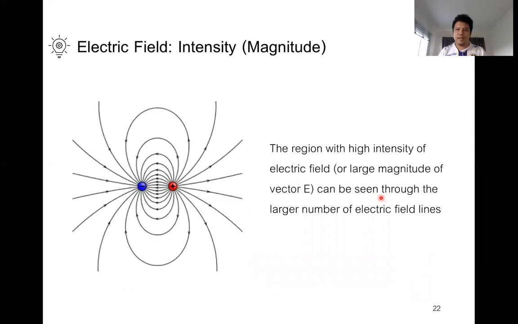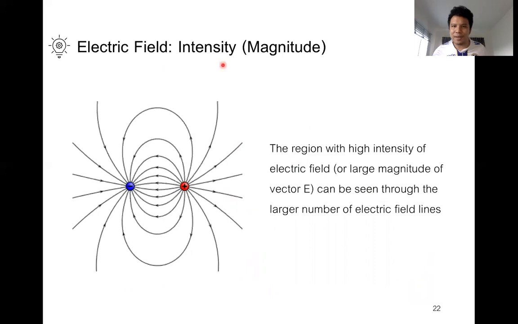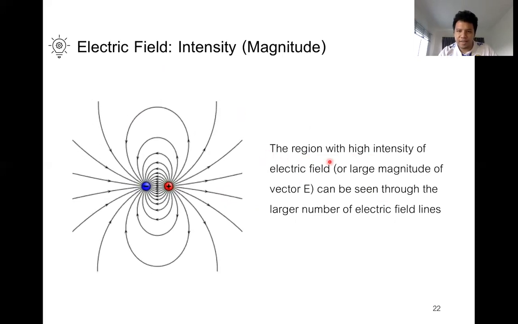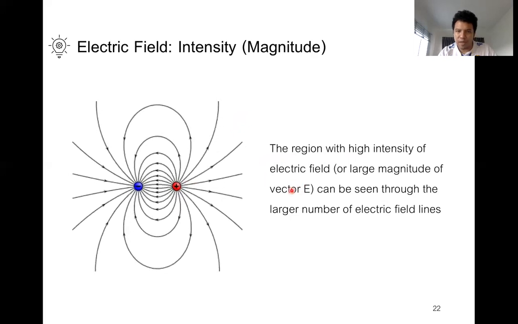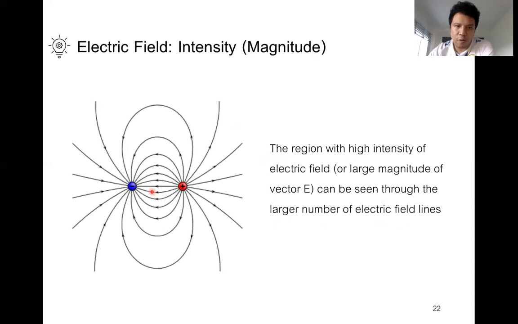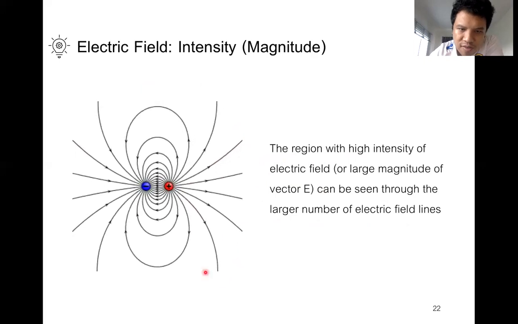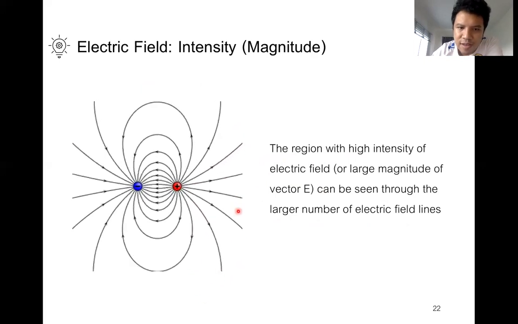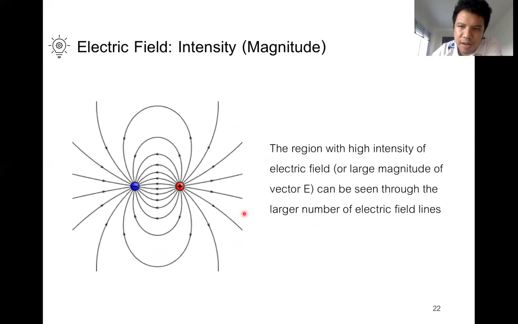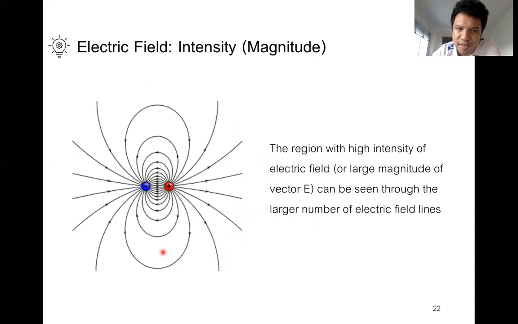Okay, then we talk about the intensity or the magnitude. We say that the region with high intensity or large magnitude of the electric field can be seen through the larger number of electric field lines. If I consider a position far away from both charges in this animation, we can see that there are fewer electric field lines. Fewer electric field lines means less magnitude or less intensity.